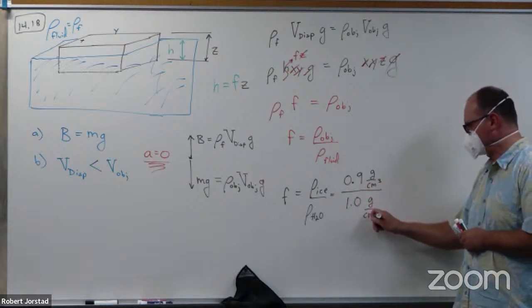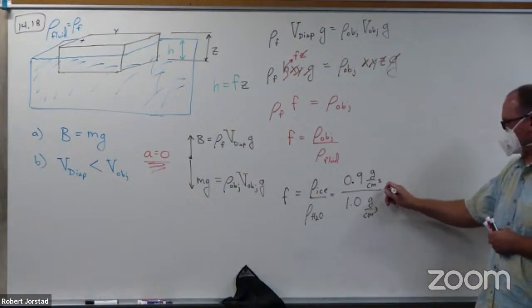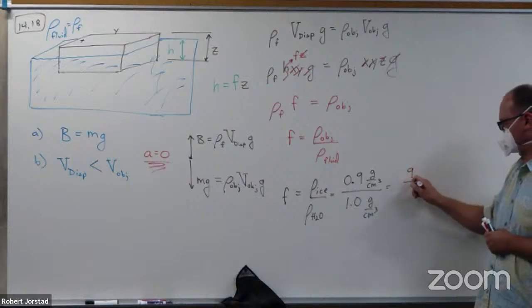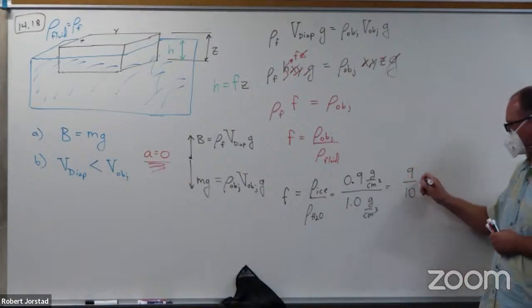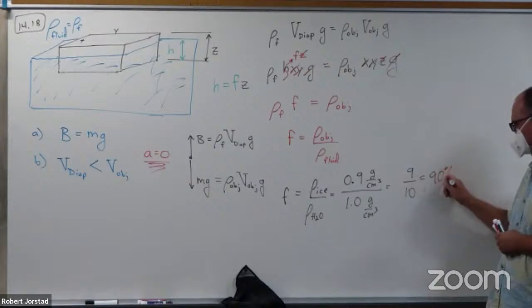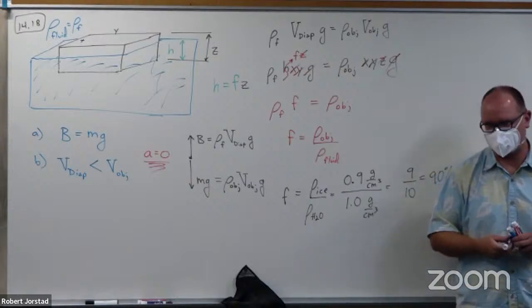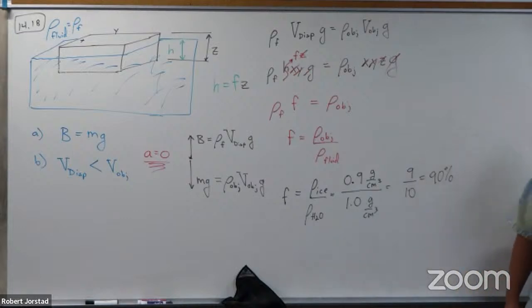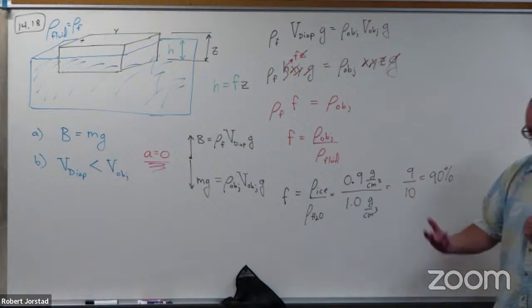So in these units, you have something made out of ice. Notice that's 9/10 or 90%. 90% of the iceberg is under the surface. Maybe you've heard that before. And this is regardless of the weird shape that it takes, right?